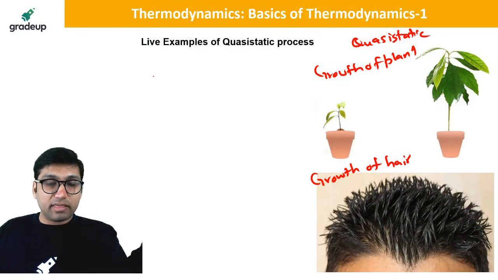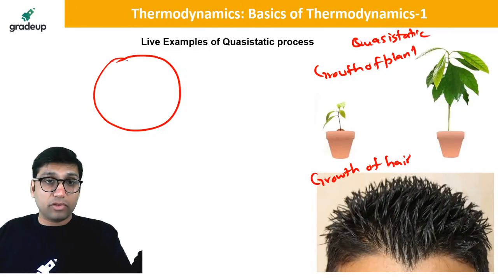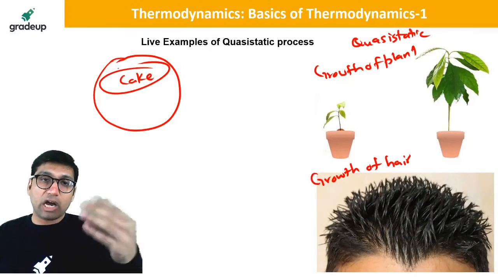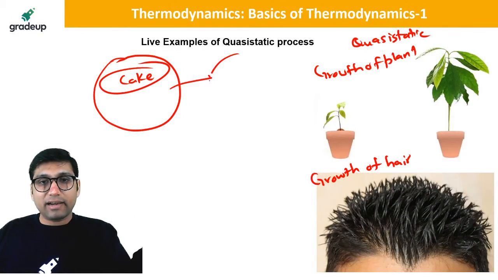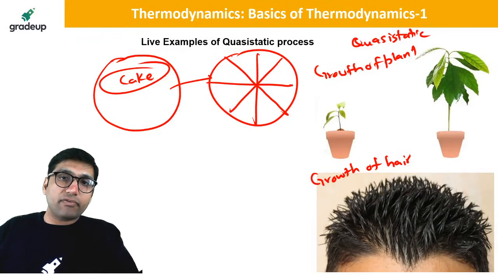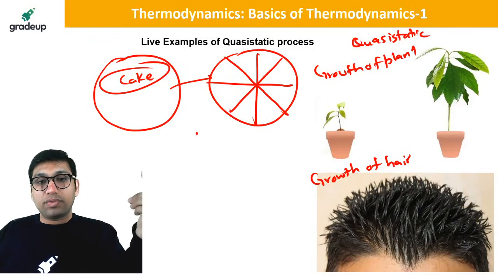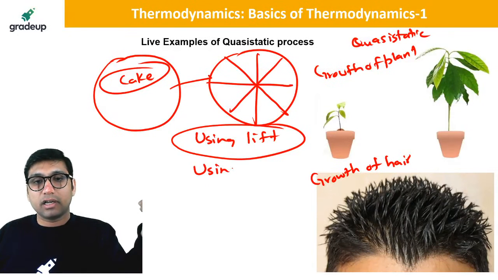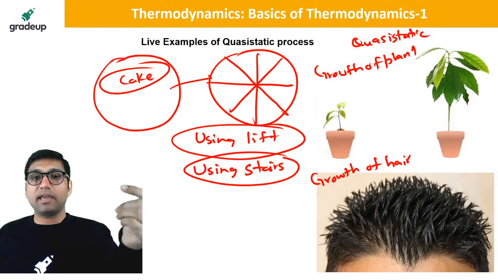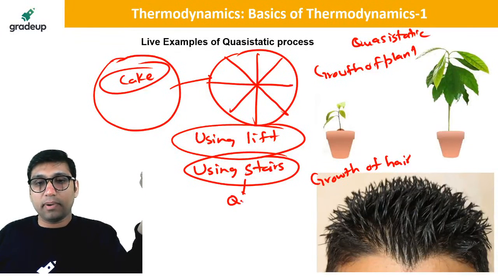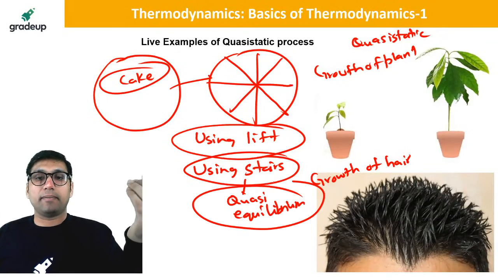And if you talk about quasi-equilibrium, suppose we have a cake. Today is Christmas, you will be eating a cake. You have two options. You can eat the whole cake without cutting it into different portions, or you can divide this cake into different parts, make cake pieces, and eat different portions of the cake. Or if you are using a lift, that is not quasi-equilibrium. If you are using stairs, and you are climbing each and every stair by taking one step at a time, then it will be called quasi-equilibrium. So that is the difference between quasi-static and quasi-equilibrium. Both are different.